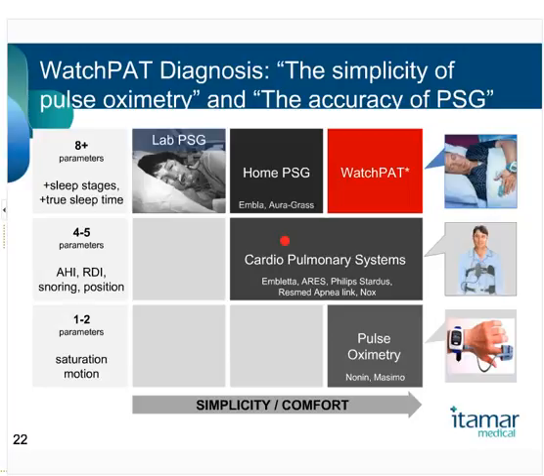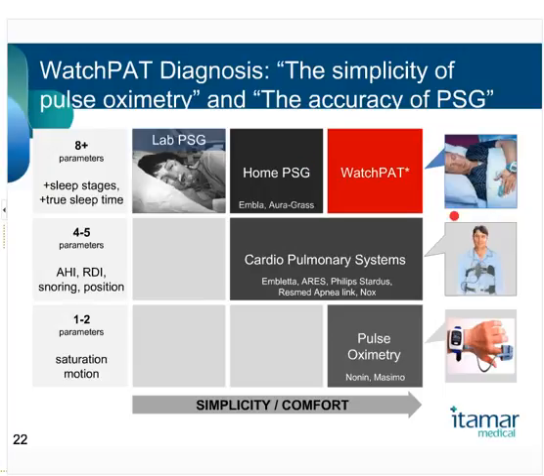And so this chart shows WatchPAT in relationship to other commonly used diagnostic systems. Up at the top, you have the highest number of signals: 8+ parameters in lab polysomnography or home polysomnography. Some people do home polysomnography as a clinical concern. It's mostly used as a research tool, but sometimes as a diagnostic tool.